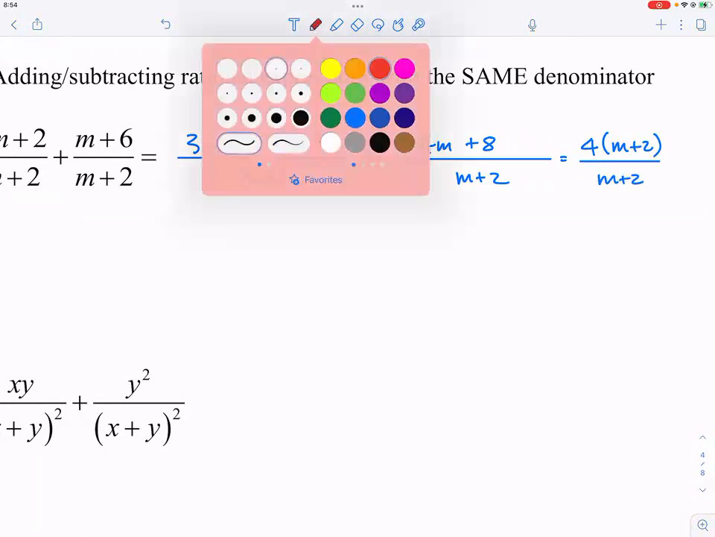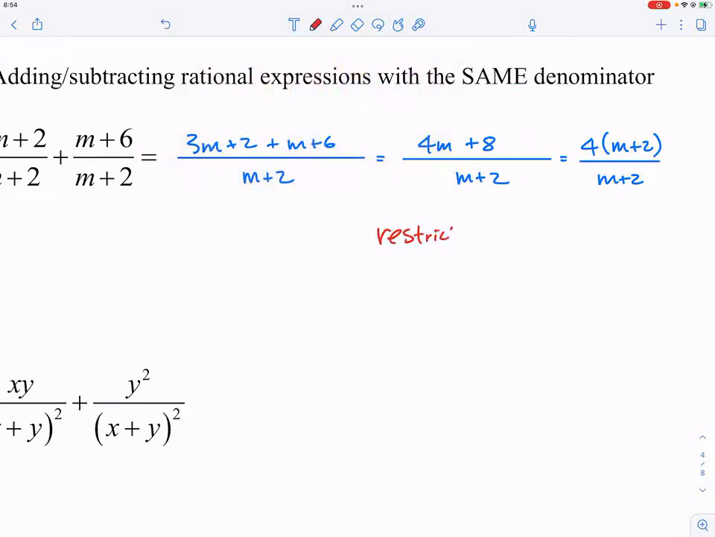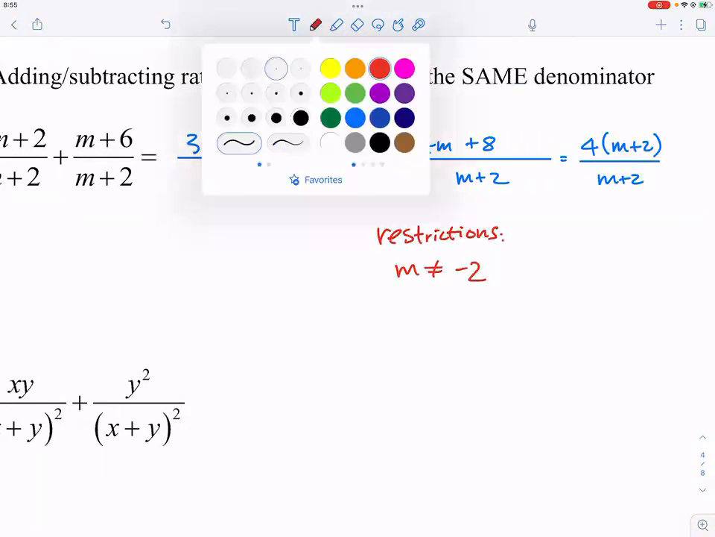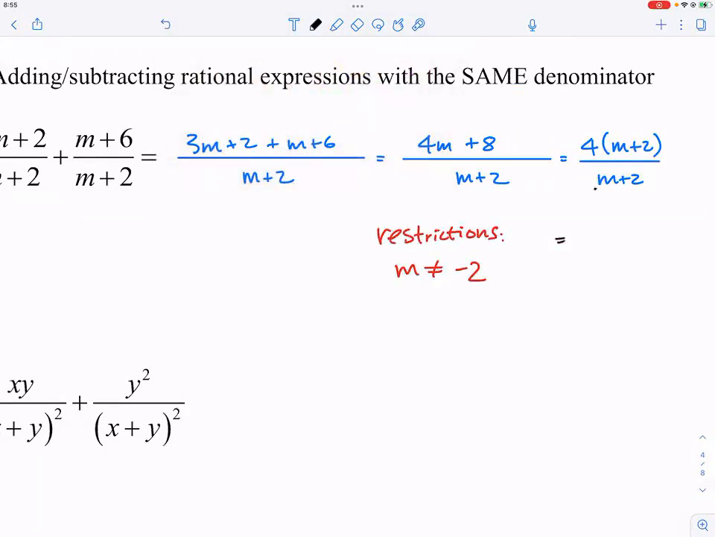And now, before we start canceling our terms, let's take a moment to write down our restrictions. So for this one, m cannot be -2. Again, we do not want the denominator to become 0. Make sure you ask yourself a question when you are writing all these restrictions: why are we doing restrictions? Because we do not want the denominator to become 0. And therefore, your final answer is just 4. Okay.